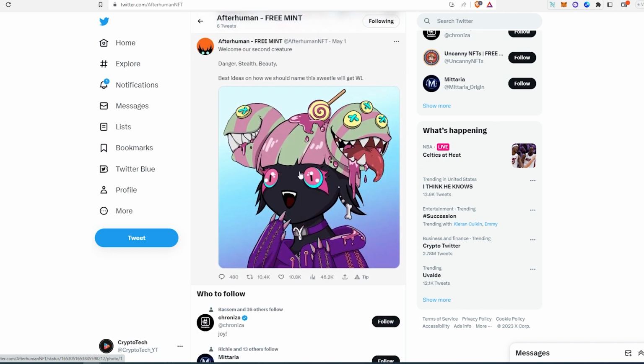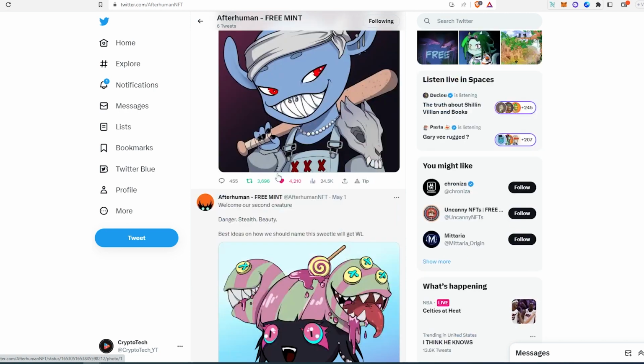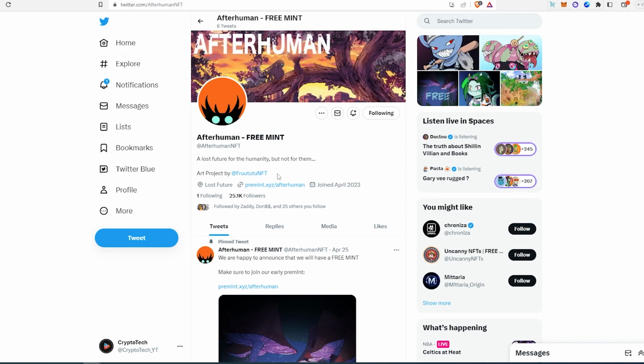Especially this one right here, it reminds me of one of the previous projects that minted way earlier, like a year and a half ago or so. I don't remember which one it is, but it looks like a copycat or something very similar. So this is one of them I'm keeping my eye on. I'm gonna try to get a whitelist spot, and hopefully this project is gonna do well.